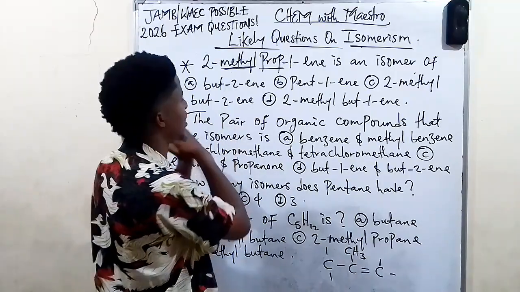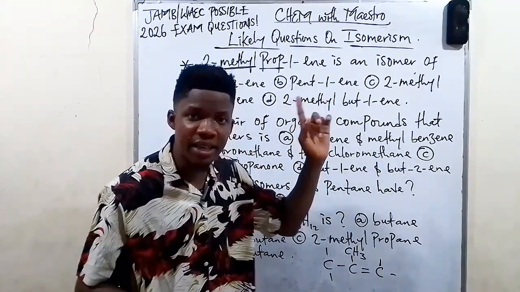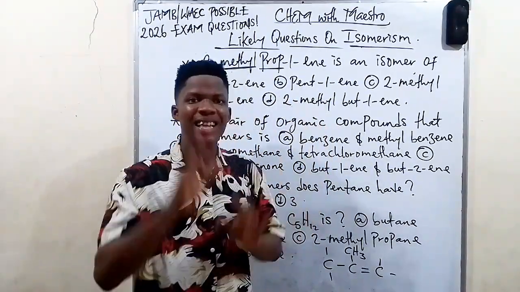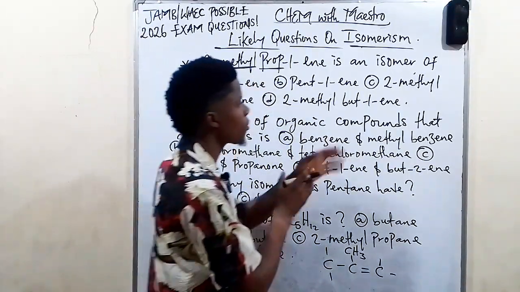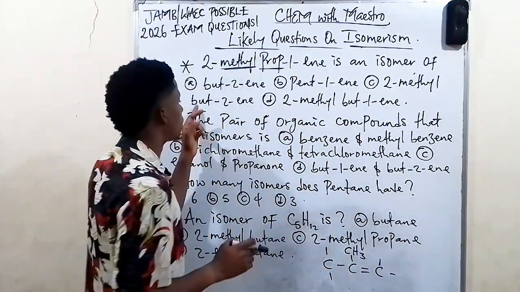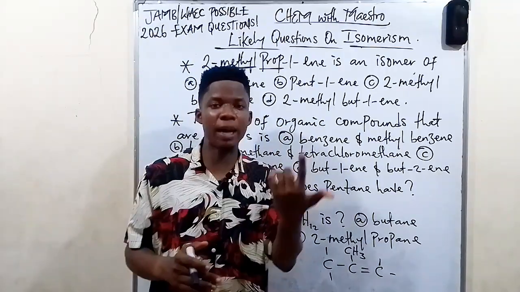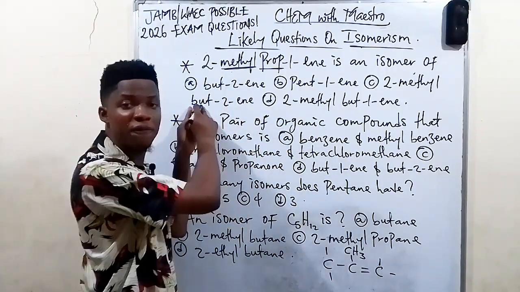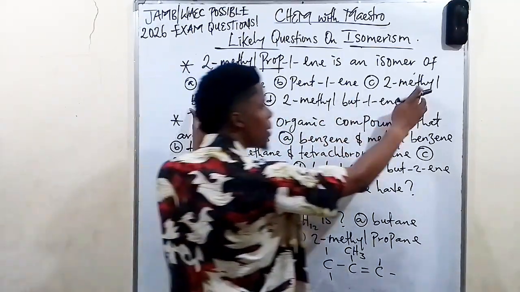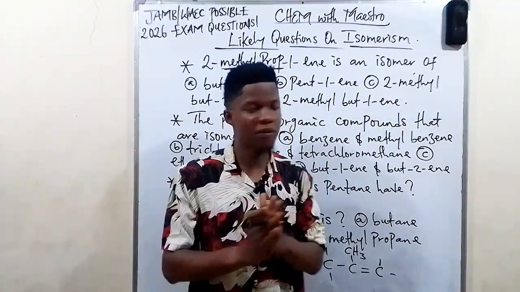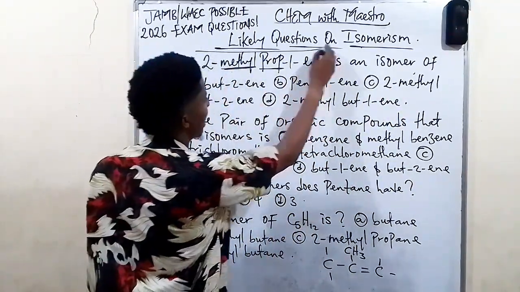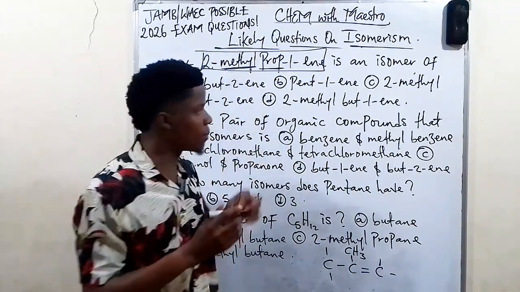Now let's analyze the other options. Pent 1E, pentane. Pent is 5 carbon atoms, so it can never be an isomer of this. 2-methyl butane: you have butane, already 4, then you have 1 methyl group. So that is 4 plus 1, 5. And remember, this guy is 4 carbons.